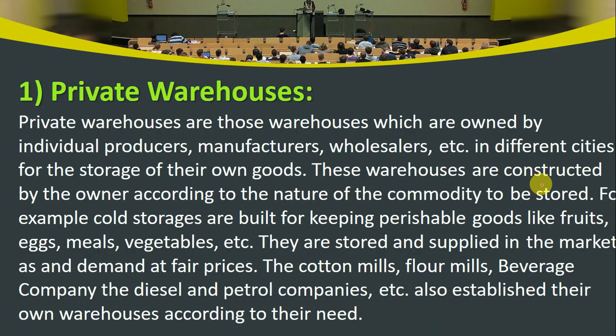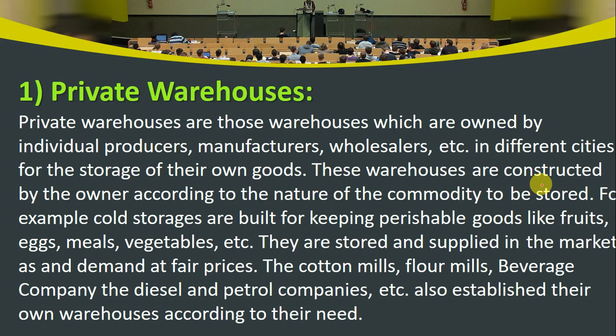We'll study first private warehouses. So we say that private warehouses are those which are owned by individuals, producers, manufacturers, wholesalers, etc., in different cities for the storage of their own goods. These warehouses are constructed by the owners according to the nature of the commodity to be stored. For example, storages are built for keeping perishable goods like fruits, eggs, meals, vegetables, etc.